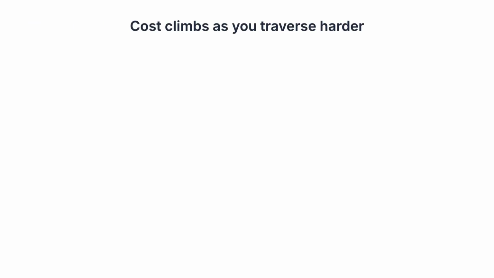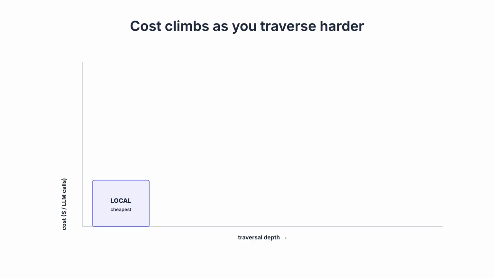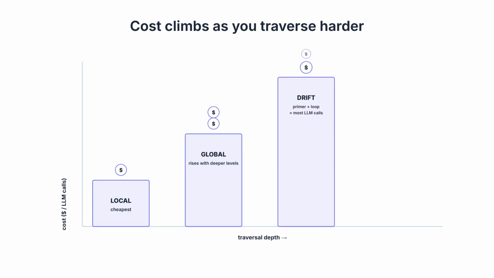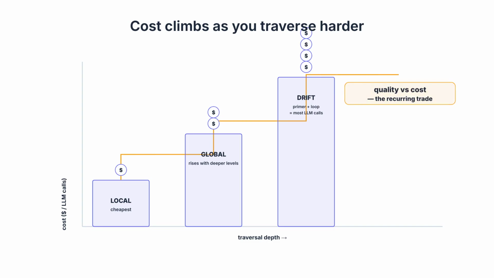One more decision input: cost. These modes form a clean ladder. Local is cheapest, a few targeted lookups. Global costs more, rising as you summarize at deeper levels. Drift is most expensive, a primer plus a multi-round loop, each round firing more LLM calls. So the honest question is never just which answer's best, but is the extra quality worth the spend?